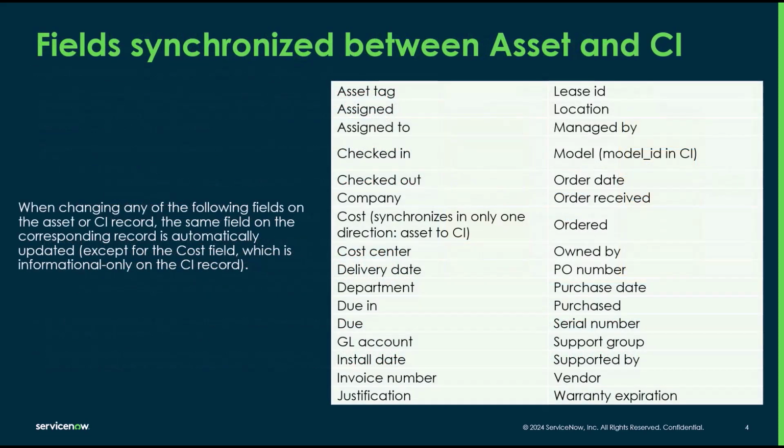The other thing we'll talk about is the fields synchronized automatically between the assets and CIs. Out of the box, there are about 29 fields that are automatically synchronized between the asset and CI. So when you change any of the following fields on the asset or CI record, the same field on the corresponding record is automatically updated. And that goes for everything except for cost, which synchronizes in only one direction, which is the asset to the CI.